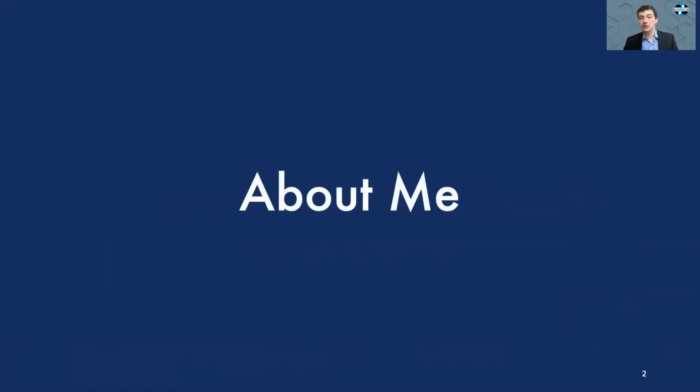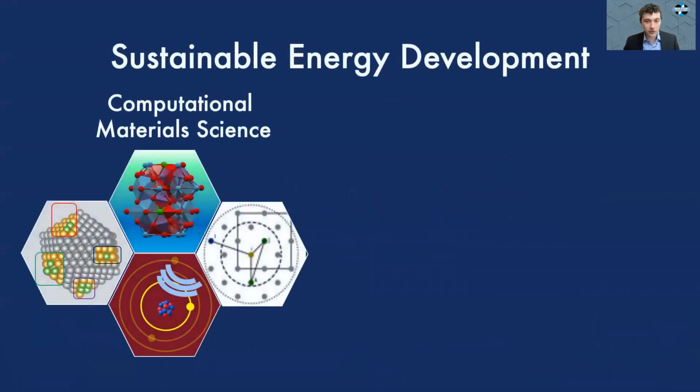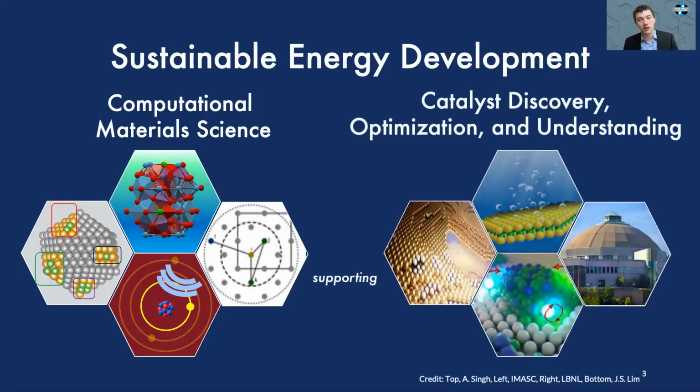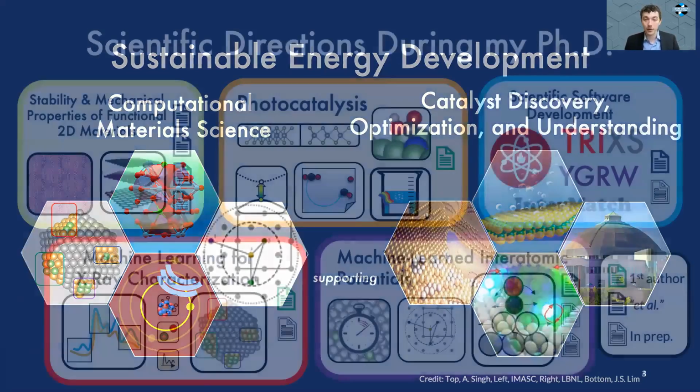So first, before going into details of work that I've done during my PhD, I'll tell you a little bit about my research interests. My scientific goals are broadly centered around the methodologies of computational material science, although my PhD is in physics. And in particular, I'm interested in how we can use the tools on the left side of this slide to better discover, optimize, and understand catalytic materials using cutting-edge developments in computational software and hardware.